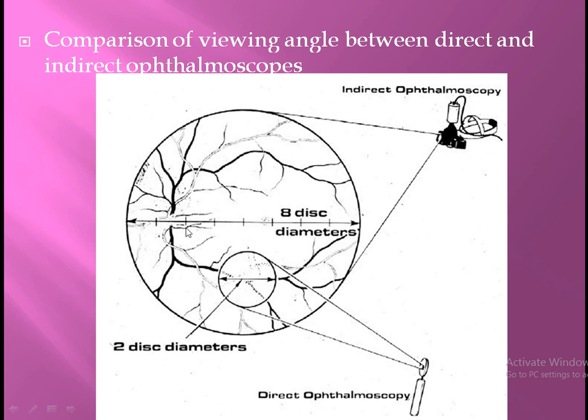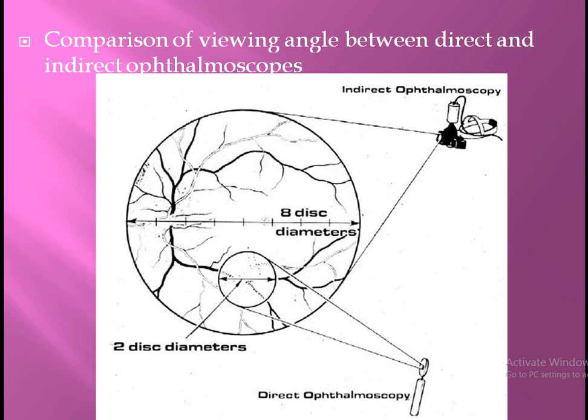To see the peripheral part, you have to move this in different directions, and then it can visualize the whole retina. But at one time, this is the picture. This is the area of view through the direct ophthalmoscopy. What is written here? Two disc diameters and disc diameter. What is that? How are you going to measure the distance, or describe any abnormality present on the retina? What is the size of that?